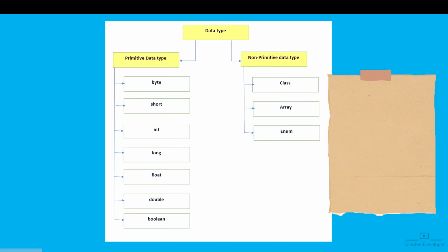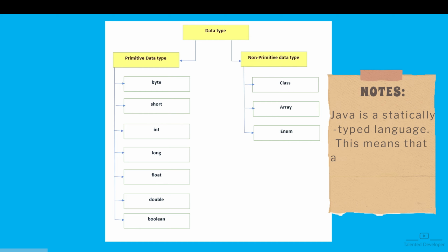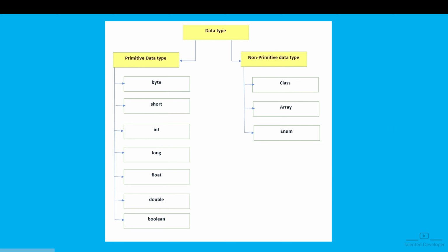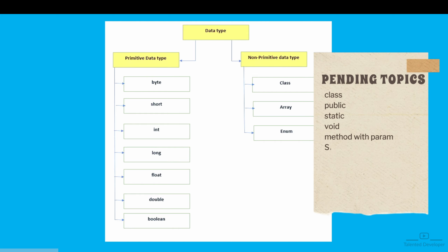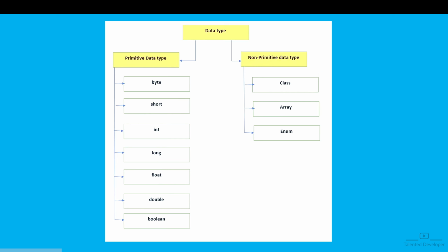So always remember, Java is a statically typed programming language. That means all variables must be declared first, then you can use them. Without declaring, you cannot use them at all. So let's go through each primitive data type. Regarding non-primitive data types, we will not see them right now, we'll see them in an upcoming video. So we'll start with primitive data types.